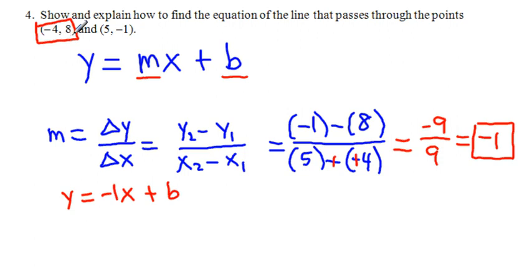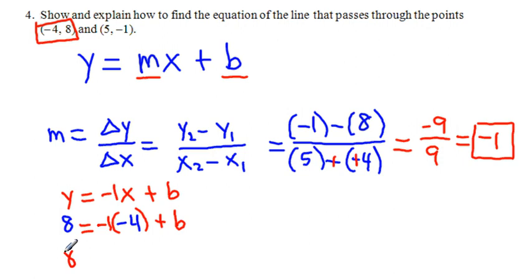I'm going to use the first point. -4 is an x-coordinate, so we can put -4 in place of x right here. And 8 is a y-coordinate, so we can put 8 in place of y, and everything else, just keep it the same. It still equals a slope of -1, then times the x value of -4, and then finally plus the y-intercept, which we're not sure of, but everything else is a number, so let's calculate what the y-intercept is.